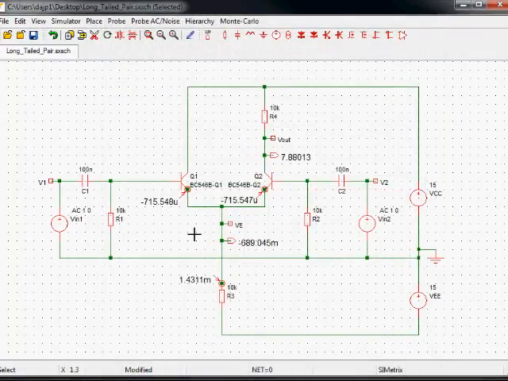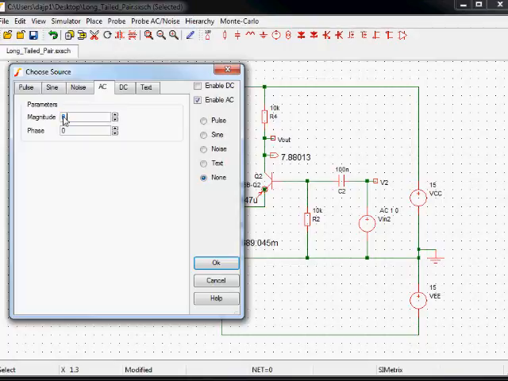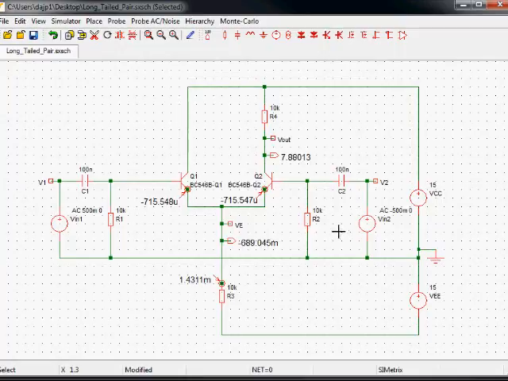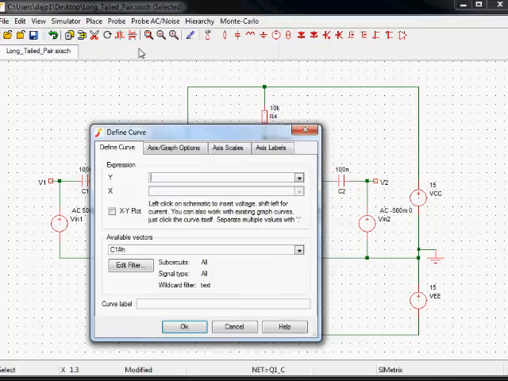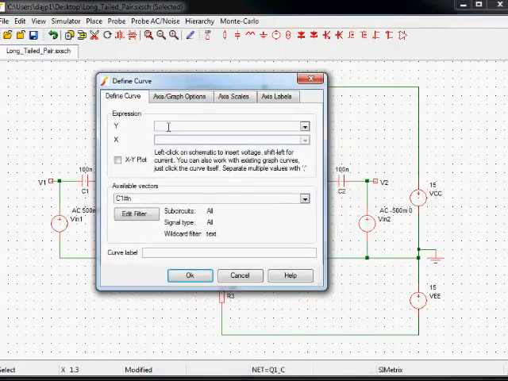To work out the input impedance in the differential mode case is fairly straightforward. Just make sure that this is set to AC 0.5 and this is set to AC either minus 0.5 or 0.5 with the phase offset of 180 degrees, and do your simulation. Probe then, you want the differential input, which is V1 minus V2, divided by the current flowing into the circuit.